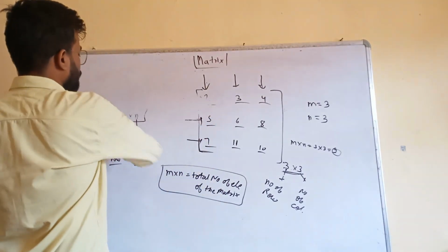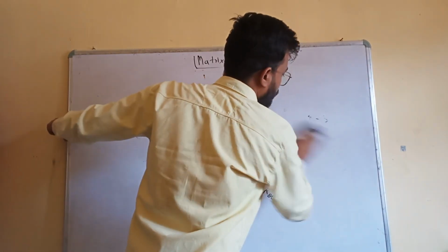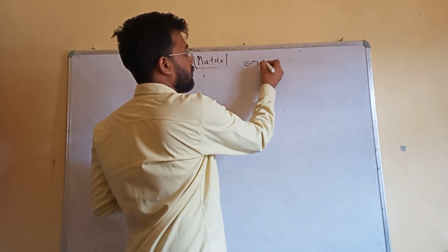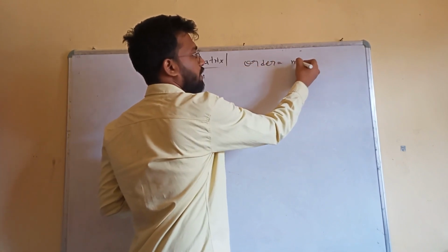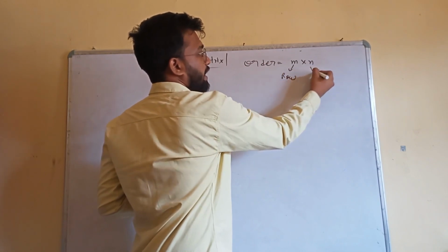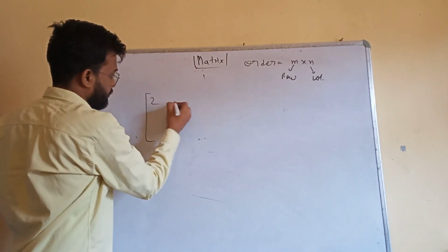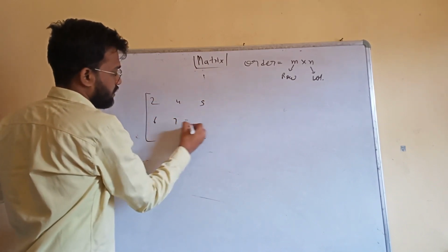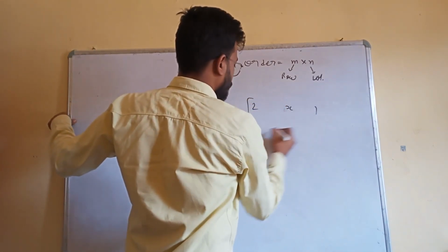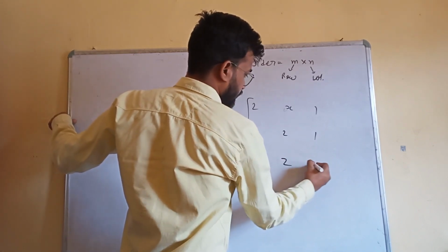So let's talk about some more matrices. We are going to find the orders of them. So what is the order? Order is m cross n, where m is the number of rows and n is the number of columns. So let's find the order of this matrix. Suppose this is the matrix: 2, 4, 5, 6, 7, 8. Suppose this is another matrix: 2x, 1, 4, 2, 1, root x, z, 5.